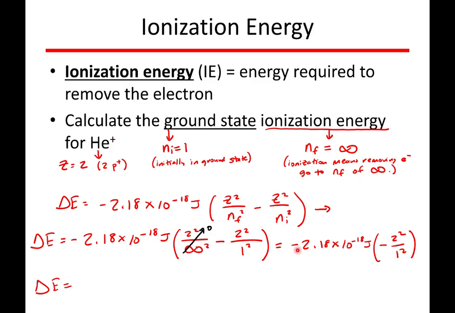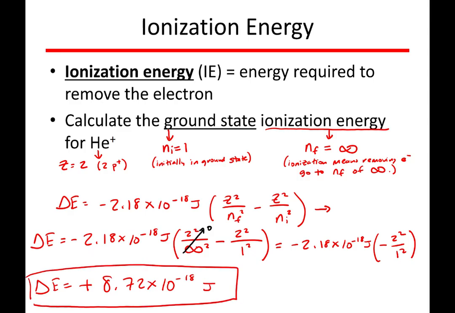So this negative and this negative wipe out, giving you a positive delta E, just like we predicted in the conceptual problem that you saw on the previous slide. And so what we have is 2.18 times 10 to the minus 18 times 2 squared, so that's times 4, comes out to 8.72 times 10 to the minus 18 joules. And that's how much energy would be needed to remove the electron in the one electron species He+. You can calculate that using the Rydberg equation.